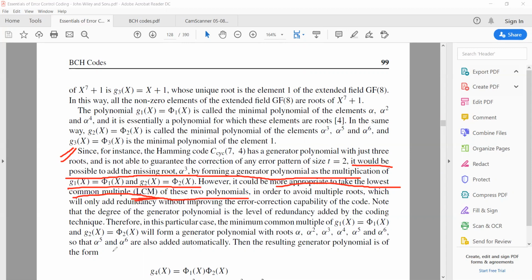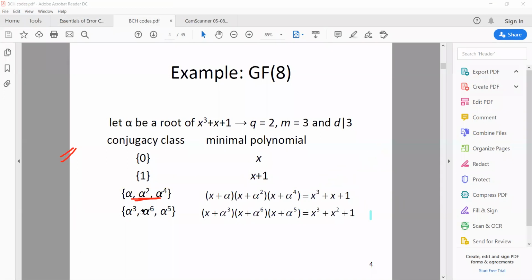When we are doing the LCM of the possible polynomials, from this table, this is g1(x), this is g2(x), when we are considering the roots of all possible polynomials of GF(8) and making the LCM of this, we will have a set of alpha, alpha square, alpha 4, alpha cube, alpha 5, alpha 6, all the roots in one set, right? In one set we will have all the roots, these 3 and these 3, when we are doing the LCM between g1(x) and g2(x).